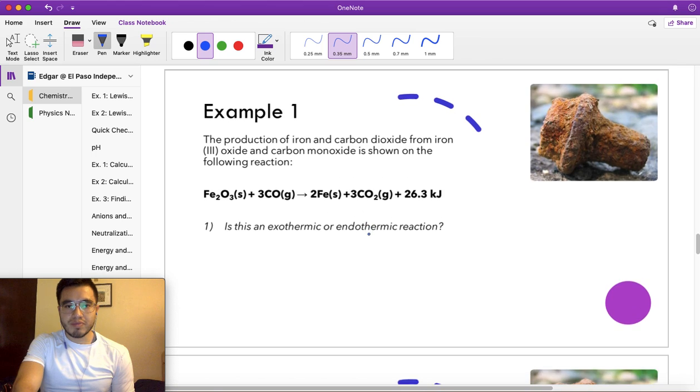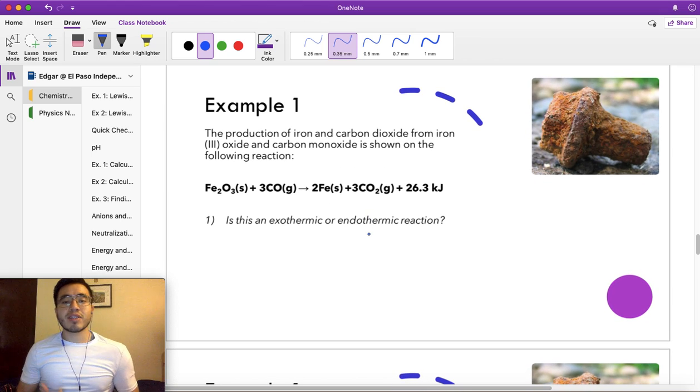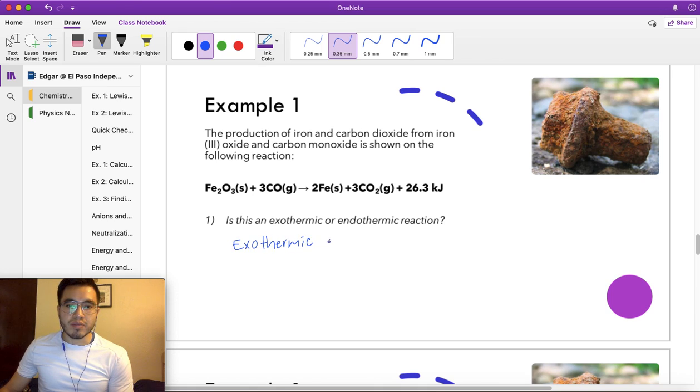So question 1, precisely, is this an exothermic or endothermic reaction? We said it was produced, it was part of products. So after the reaction happens, heat is released. That is the definition of an exothermic reaction. So we write exothermic reaction.